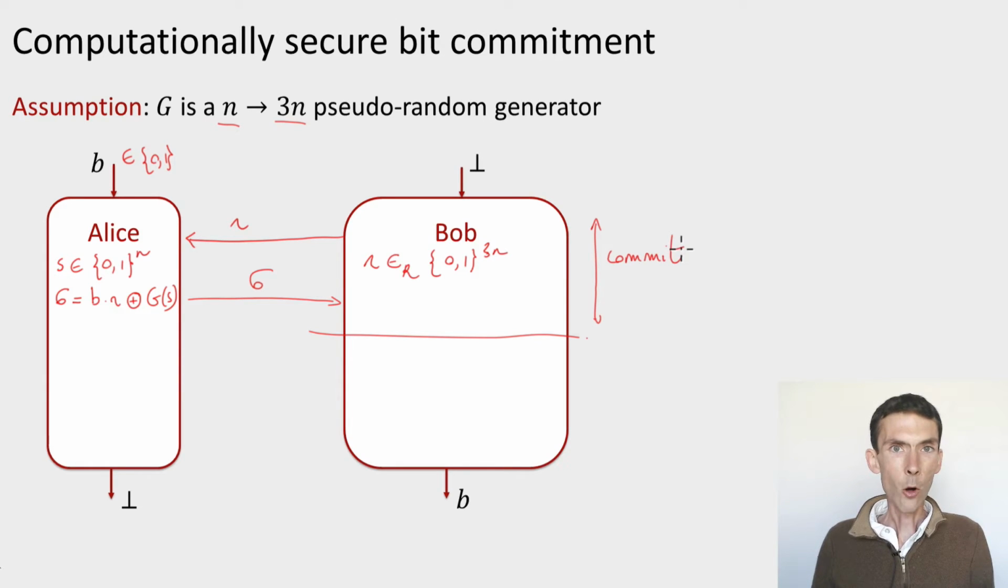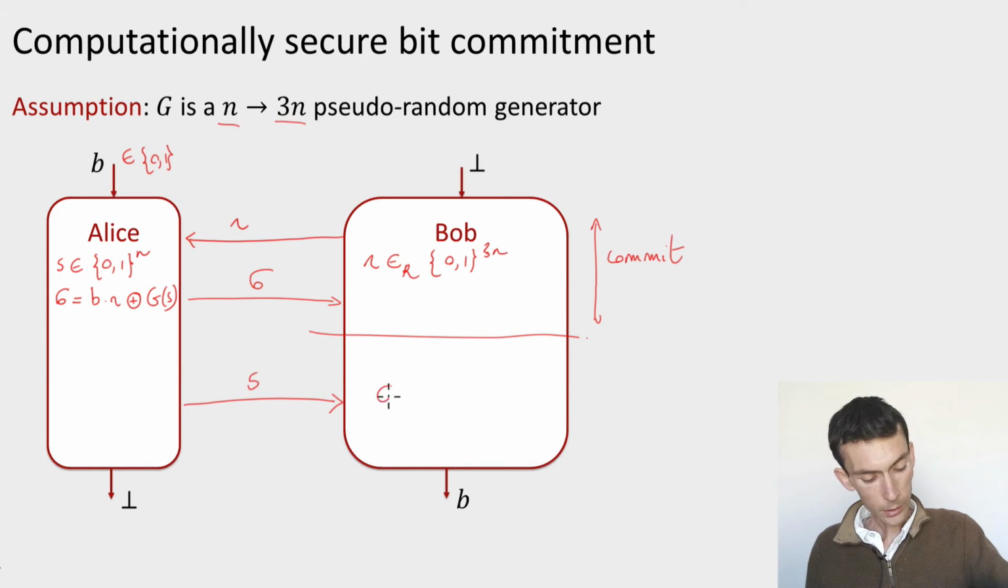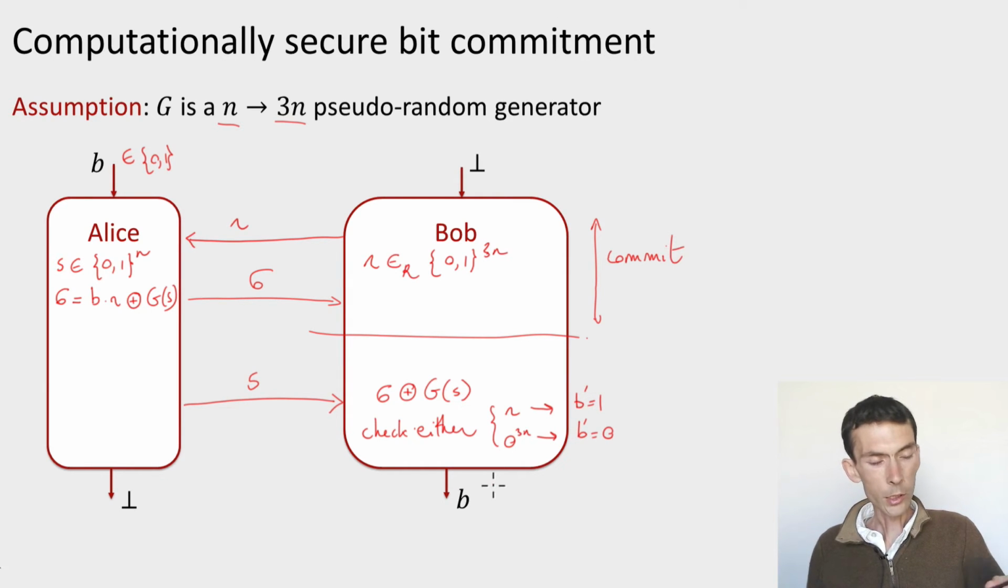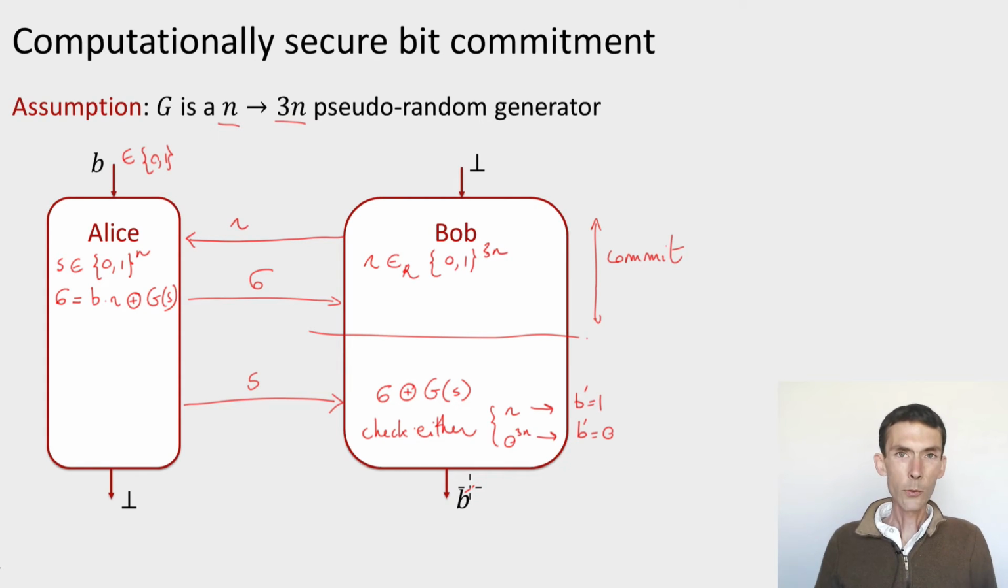Now how about the open phase? This is simple. Alice is just going to send s over to Bob, and Bob will compute the sigma that he received plus the pseudo-random generator, g of s, and he'll check that this is either the string r that he had or the zero string. If he sees r, then he'll set b to be equal to 1. If he sees 0, he'll set b to be equal to 0. Let's call it b prime, in case this might not be the same as Alice's bit, and he outputs b prime. So that's the totality of the protocol.